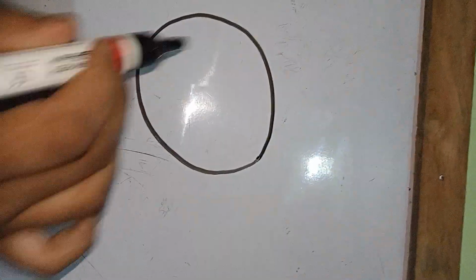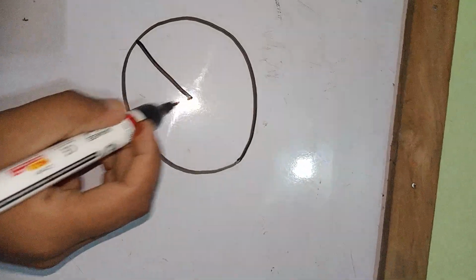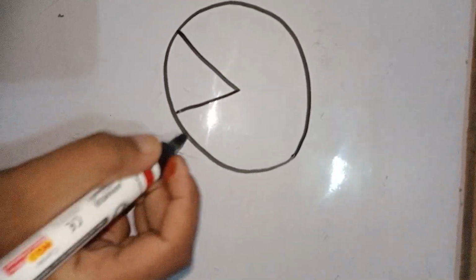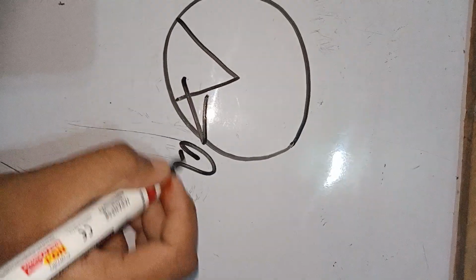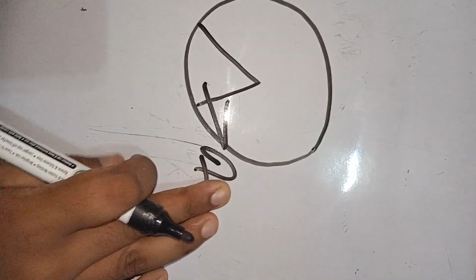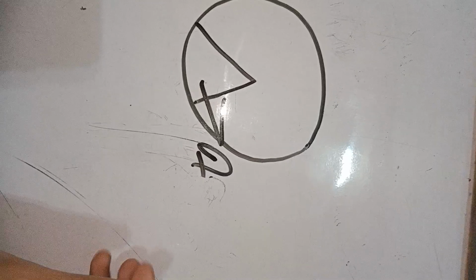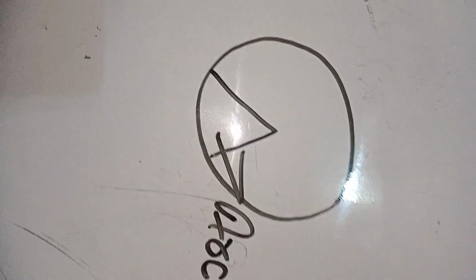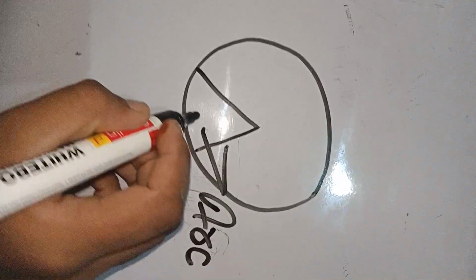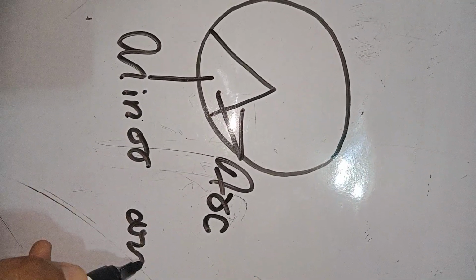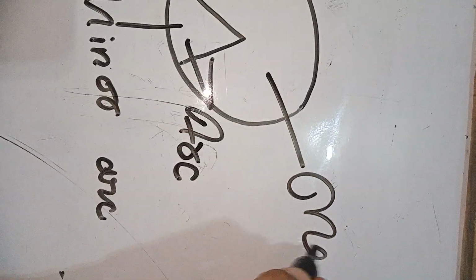The area which is covered by the circle is called an arc. This also and this also are both covered by the circle only. This is called what? Arc. Arc is also of two types, which you already learned: this is the minor arc and this is the major arc.